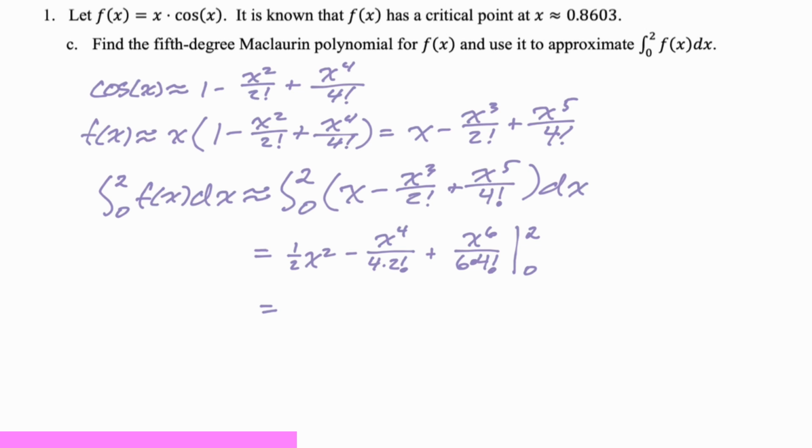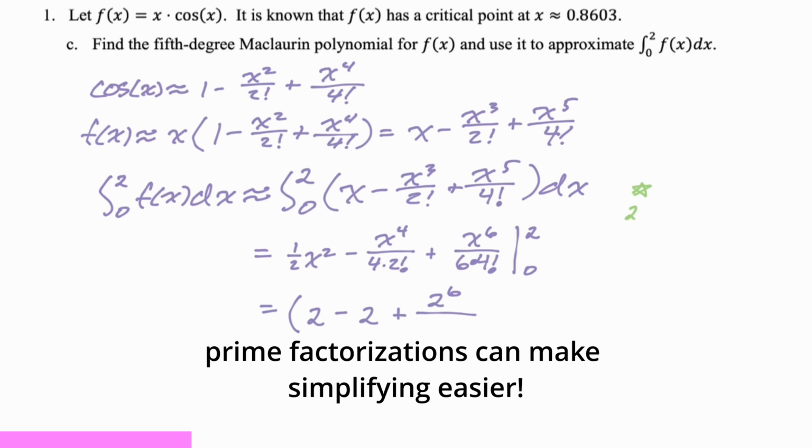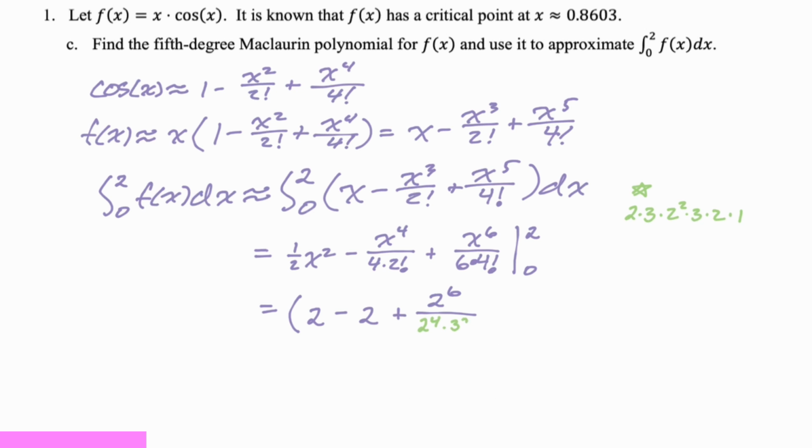When you plug in 2, you get 2 squared over 2 is 2. And you get 2 to the 4th, which is 16 over 4, which is 4, divided by 2, which is 2, so minus 2. And then you get 2 to the 6th over 6 times 4 factorial. So 6 times 4 factorial is going to be 2 times 3, and then 2 squared, 3, 2, 1. So we can write this in factored form, which I think is almost always better. So 2 to the 4th, 3 squared, and then a 1. 2 to the 6th over 2 to the 4th is 2 squared. 2 squared over 3 squared is 4 over 9.